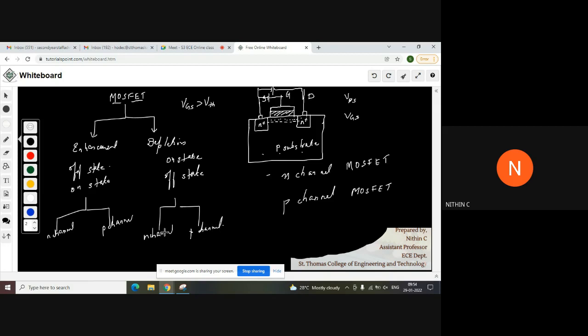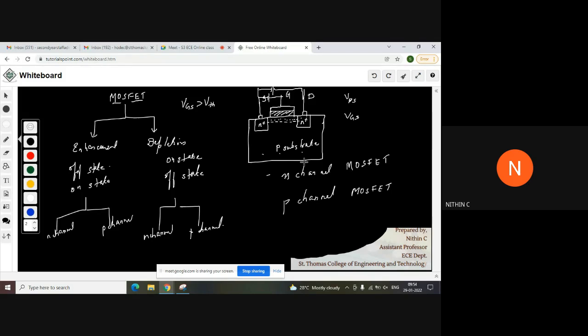And what will this be based on? This depends upon the channel we are having. This classification is based on the channel between the source and drain. If you are having a negative channel, it is called an N channel MOSFET. If you are having a positive channel, we have a P channel MOSFET. So this is the basic classification.